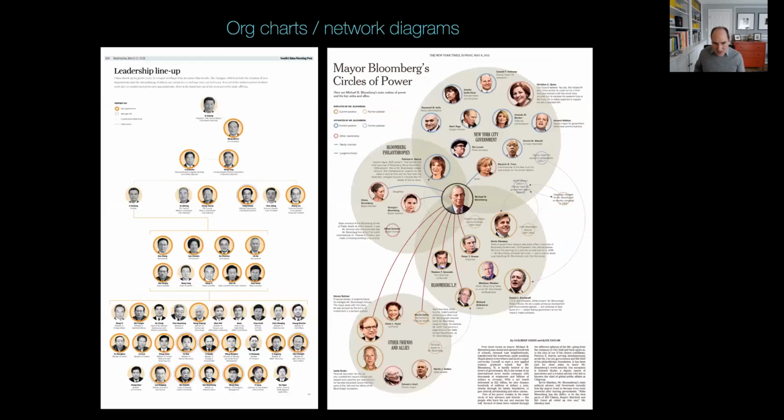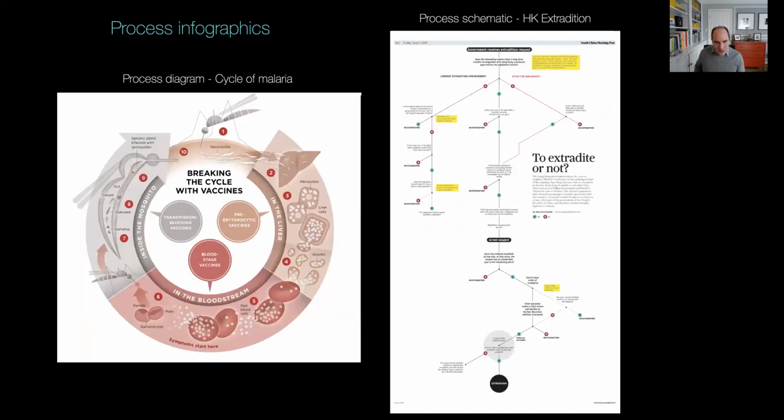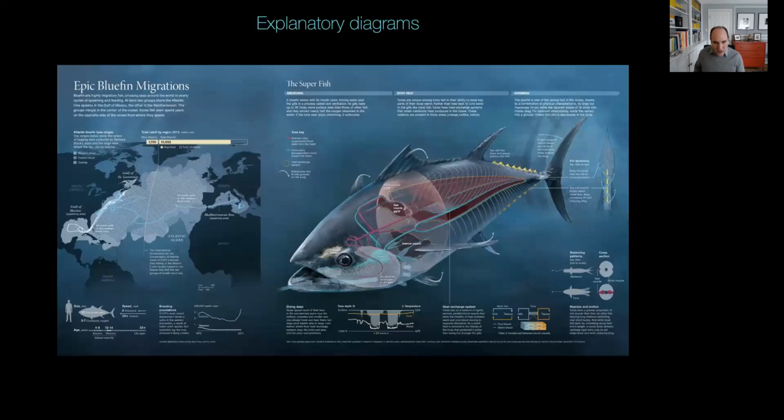Organizational diagrams to see how an organization is structured. Data maps, that will be a workshop by itself, of course, representing geographical data with maps. Process infographics, the process of malaria, the process of extradition in Hong Kong. So those are all visual ways of showing information, and of course illustrated infographics and diagrams, and that can really engage readers at a different level, like this beautiful National Geographic infographic diagram about tuna fish.